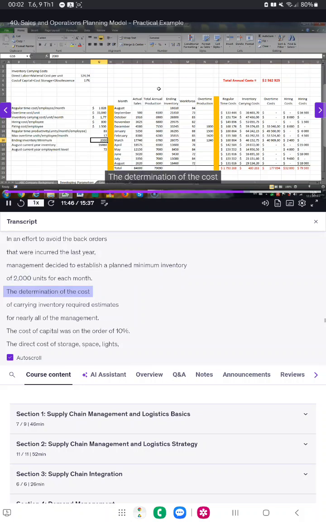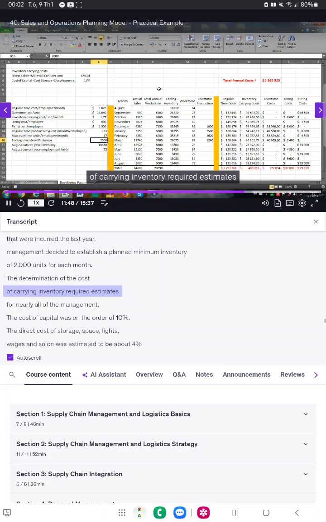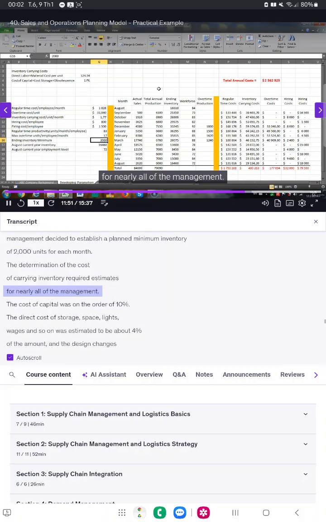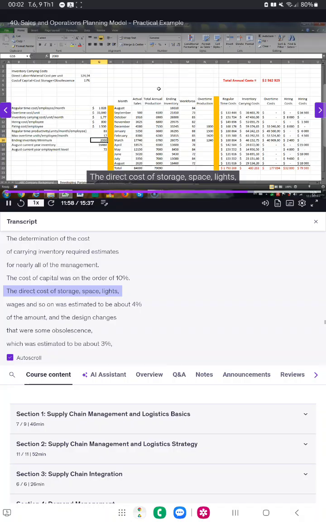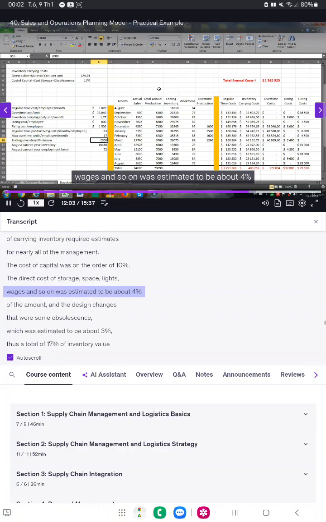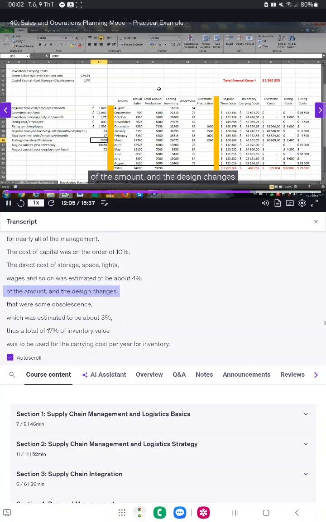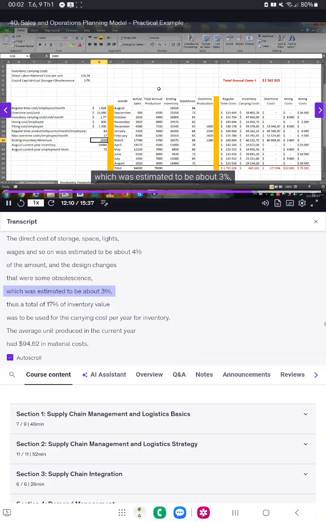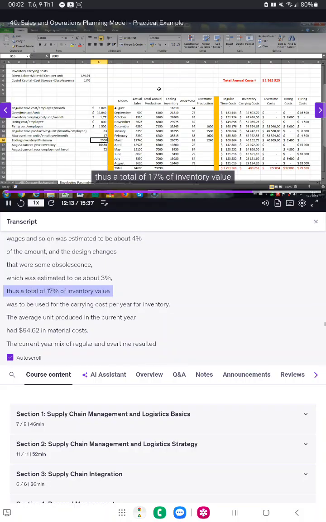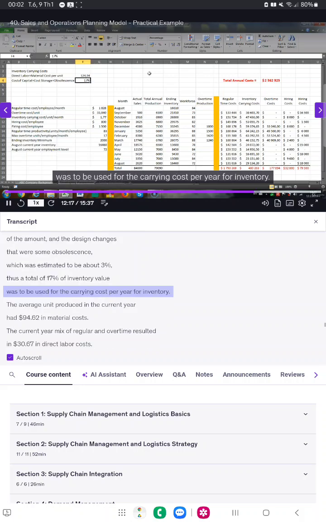The determination of the cost of carrying inventory required estimates from nearly all of the management. The cost of capital was on the order of 10%. The direct cost of storage, space, lights, wages, and so on was estimated to be about 4% of the amount, and design changes caused some obsolescence, which was estimated to be about 3%. Thus, a total of 17% of inventory value was to be used for the carrying cost per year for inventory.